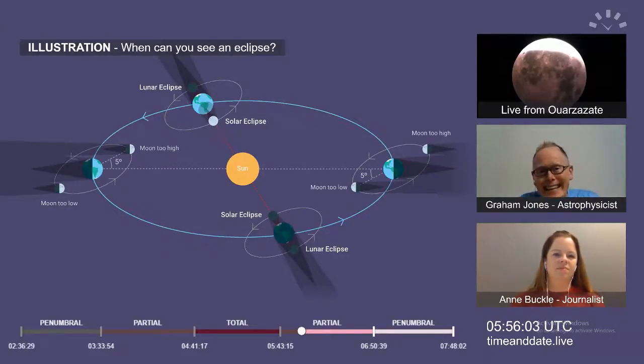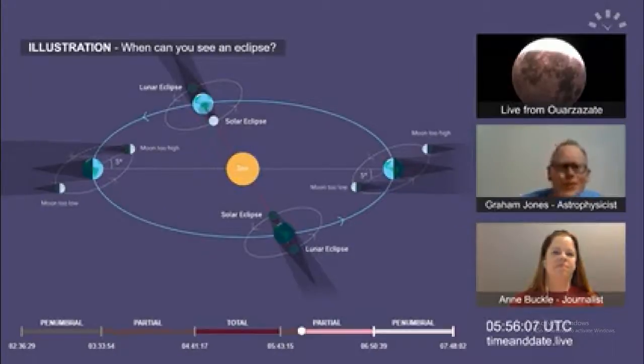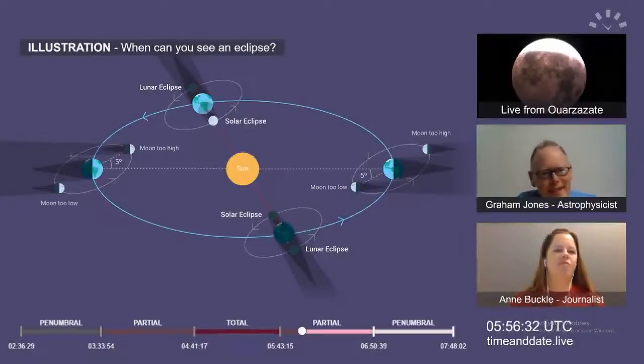Now, the key thing that this diagram is showing is that the moon's orbit around the earth is not on the same plane as the Earth's orbit around the sun. The moon's orbit around the earth is tilted by about 5 degrees. And over on the left of our illustration, we can see what the result of this tilt is.